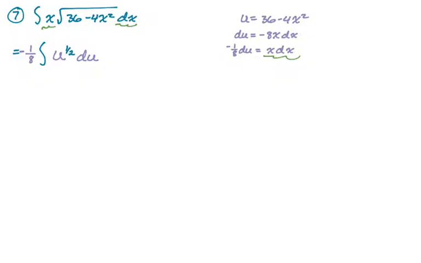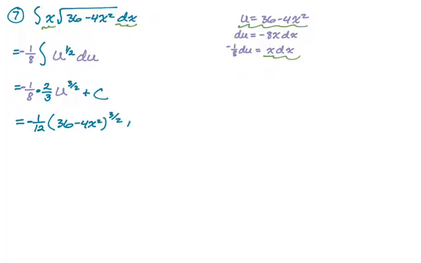All right, we're going to reverse the power rule. So negative 1/8 times, 1/2 plus 1 is 3/2, so times the reciprocal, 2/3 u to the 3/2, and then plus c. And then we are going to sub back in. So multiplying, I get negative 2 over 24, which is negative 1/12. And then u is 36 minus 4x squared, to the 3/2 plus c.